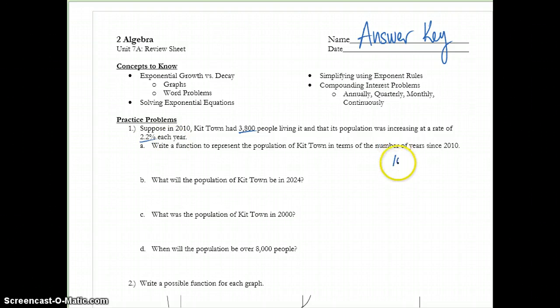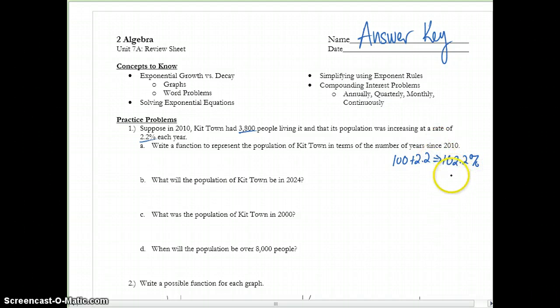So if it's increasing, it means we have 100% of the people who are currently there, and it's growing at a rate of 2.2%, which is a total of 102.2%. And then the 102.2% we move into a decimal by moving the decimal place over twice. We get 1.022 as our decimal.